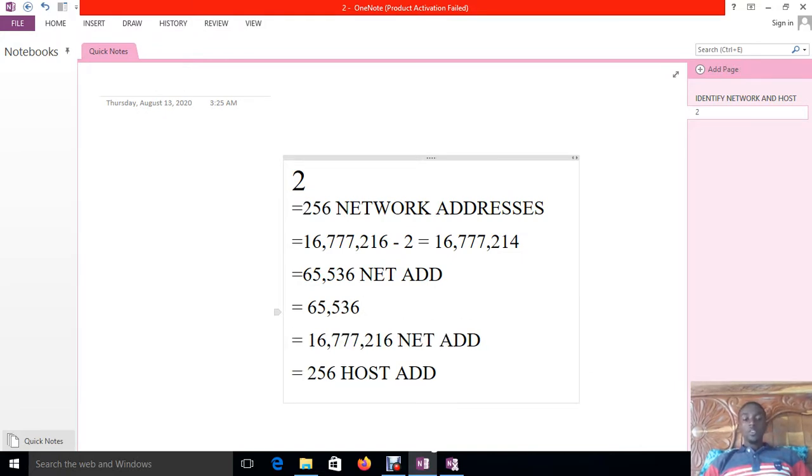The host portion, we said 2 to the power of the host bits gives us 2 to the power of 16 here, which gives us 65,536. So that is the block size. So we're going to subtract 2 from here, and if we subtract 2 here, we get 65,534. So we cannot use 35 and 36 because they represent the network.